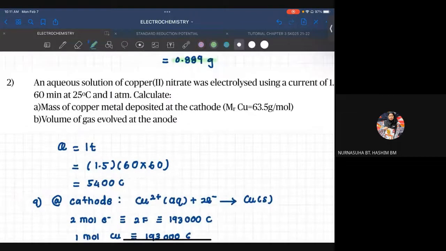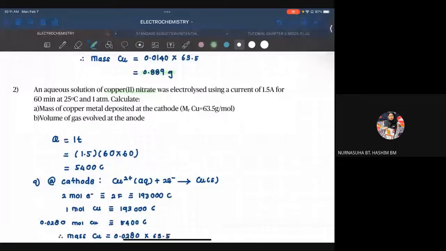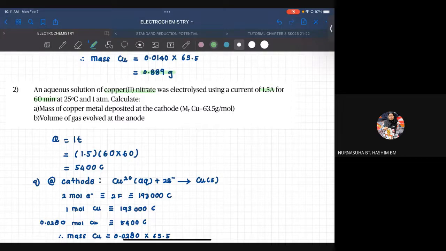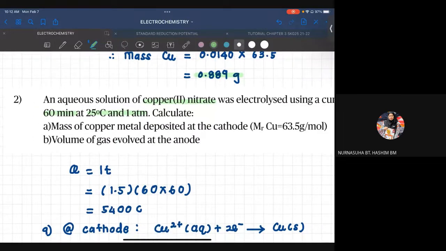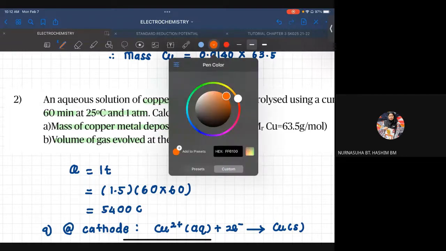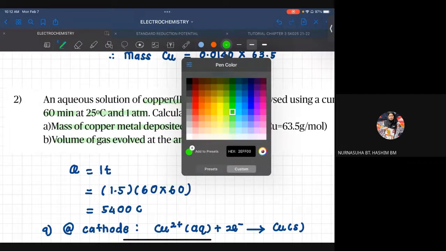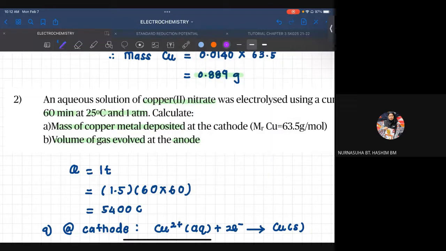Okay, let's have this together. An aqueous solution of copper nitrate was electrolyzed using a current of 1.5 ampere for 60 minutes at 25 degrees C and 1 atm. Calculate mass of copper metal deposited. Okay, macam tadi. And this time around, dia nak suruh cari volume of gas involved at anode. Okay, so before you start, make sure you label supaya kita tahu apa yang kita ada.